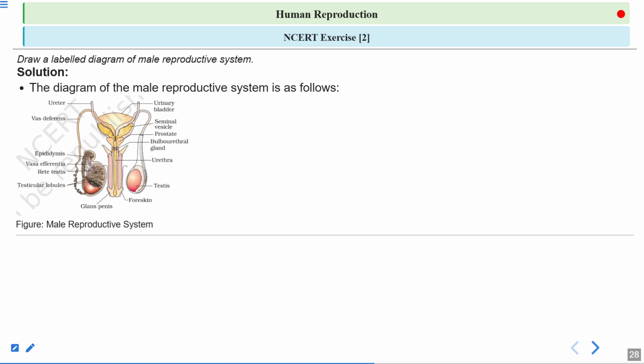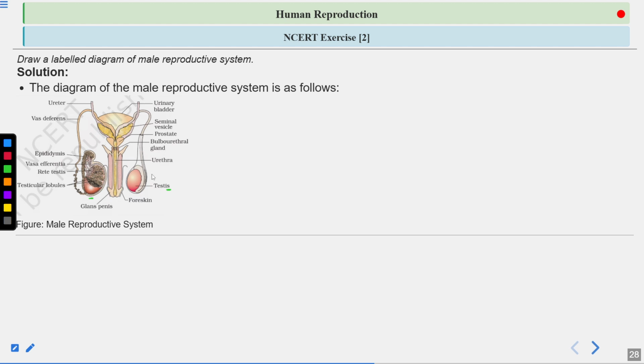Here the male reproductive system consists of what? So first of all, the male reproductive system consists of 4 components. First one is the primary sex organ. The primary sex organ in males is the testes. And there is a pair of testes. So you can see there are 2 testes here which are present within the scrotum.